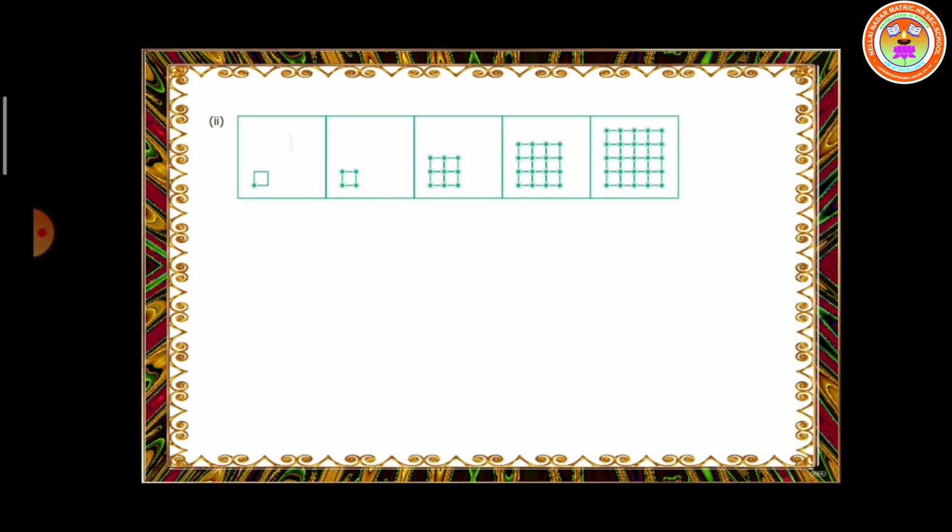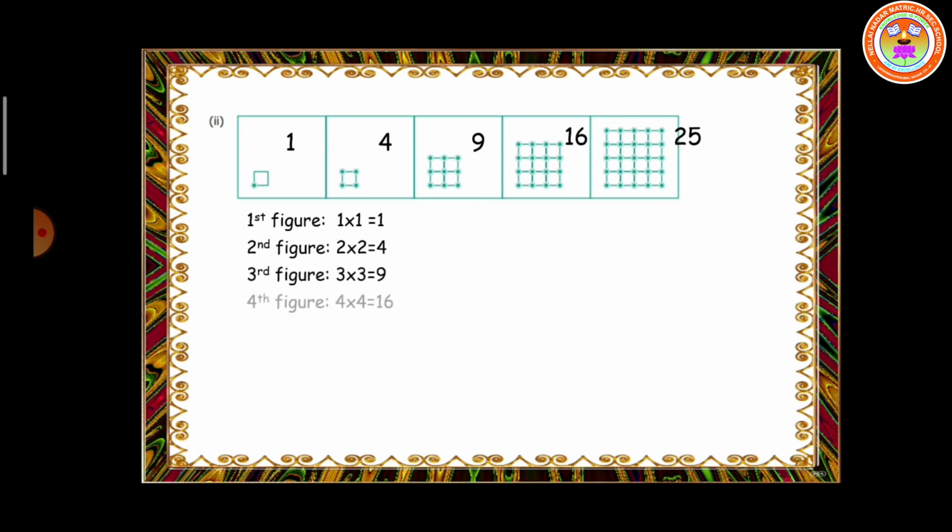Next one. First figure 1 dot, second figure 4 dots, third figure 9 dots, fourth figure 16 dots, fifth figure 25 dots. First figure 1 into 1, 1. Second figure 2 into 2, 4. Third figure 3 into 3, 9. Fourth figure 4 into 4, 16. Fifth figure 5 into 5, 25.